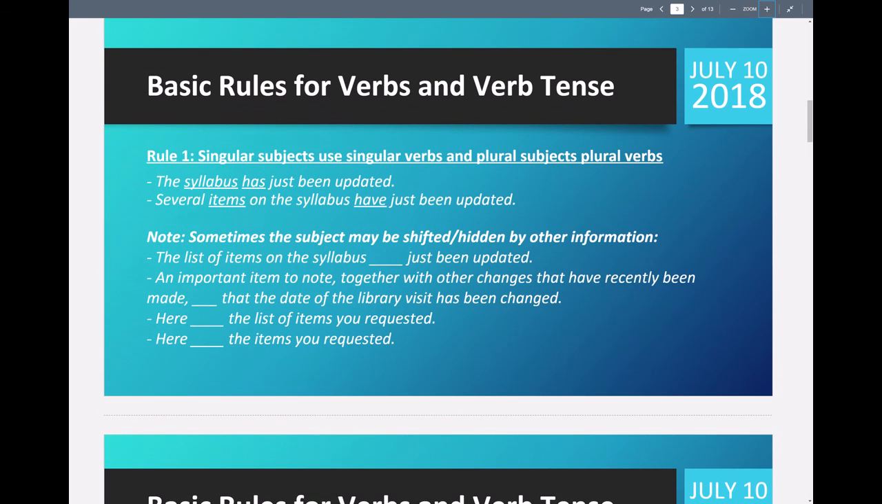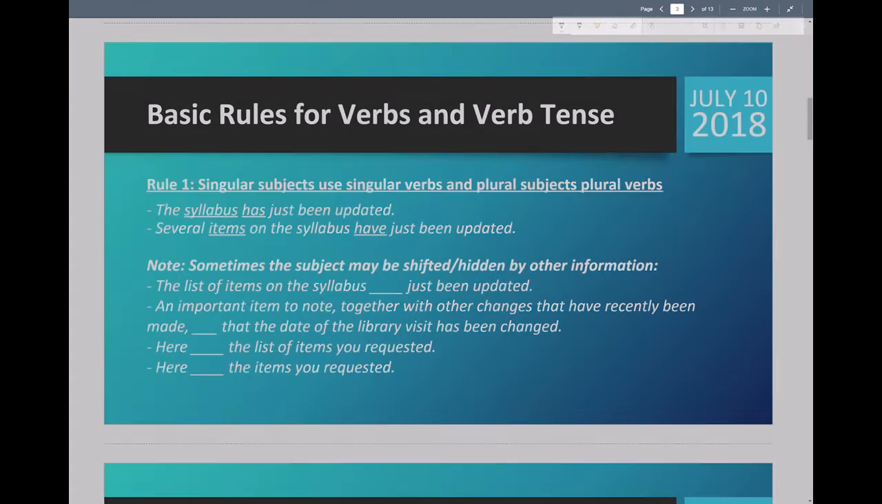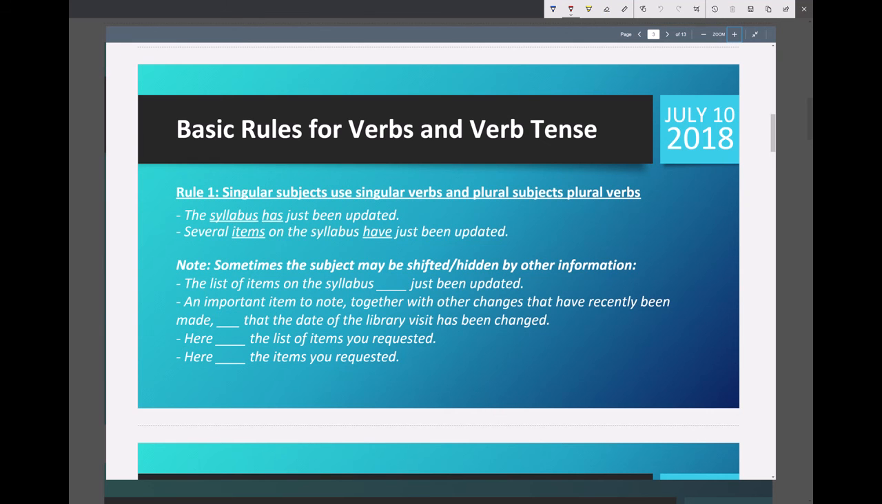Now we're going to look at some rules for verb and verb tense, starting with rule 1. Rule number 1. Singular subjects use singular verbs and plural subjects use plural verbs. So this is part of your subject-verb agreement. If you have singular subjects, you use singular verbs. See, they match. Plural subjects use plural verbs. A lot of this grammar is kind of like math, especially with verbs, as you see here. Let's take a look at some examples.